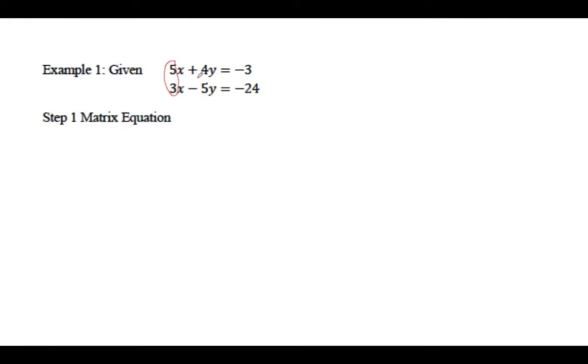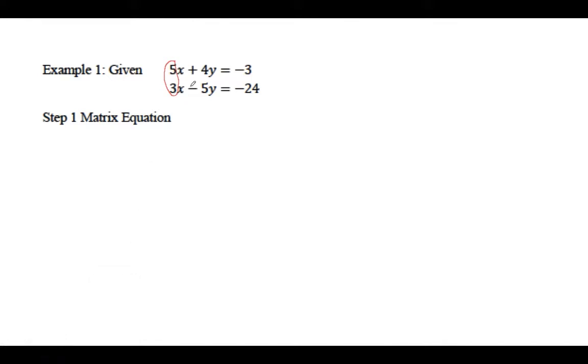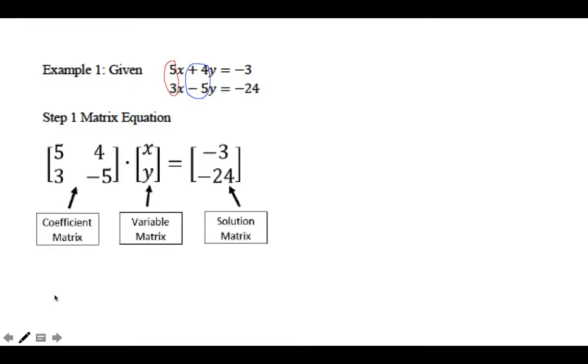I have the coefficients of x right here, which are 5 and 3. And then I will also take my coefficients of y, which are positive 4 and negative 5. Those 4 numbers are going to be my coefficient matrix. Notice the 2 in red, 5 and 3, and the 2 in blue, which are 4 and negative 5.